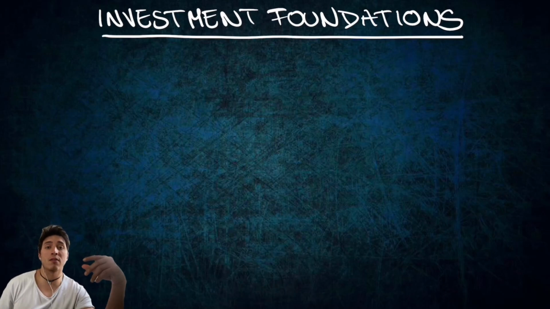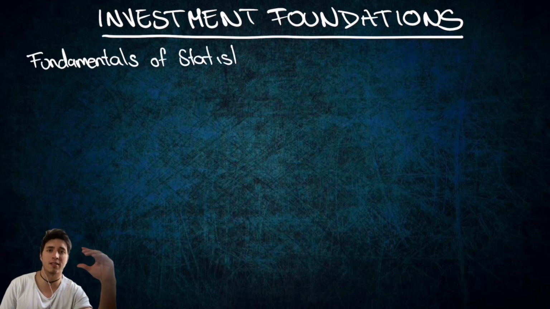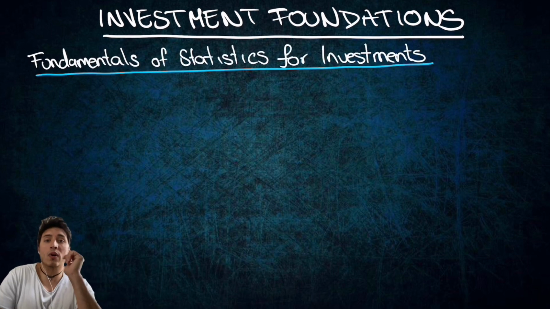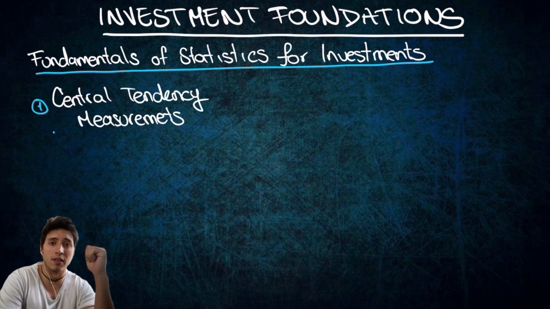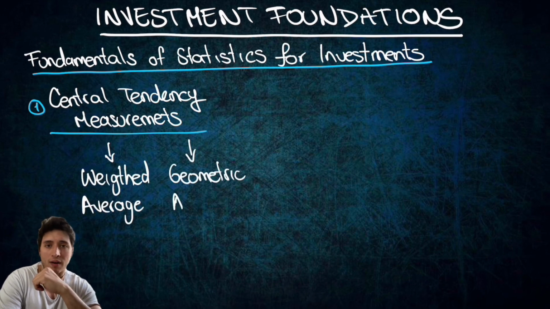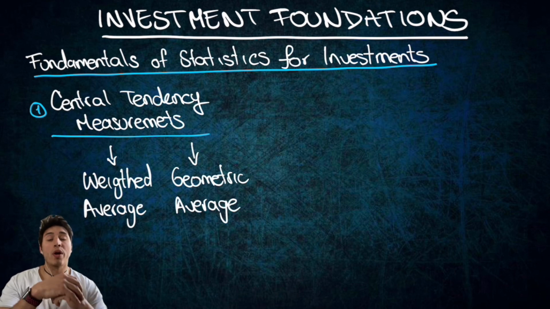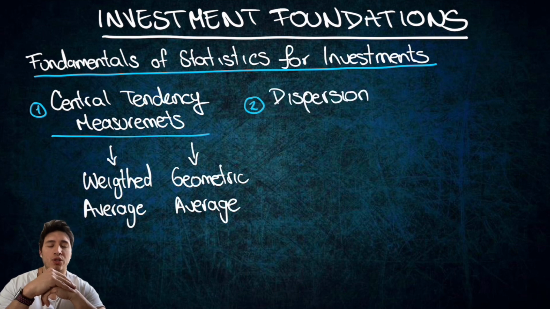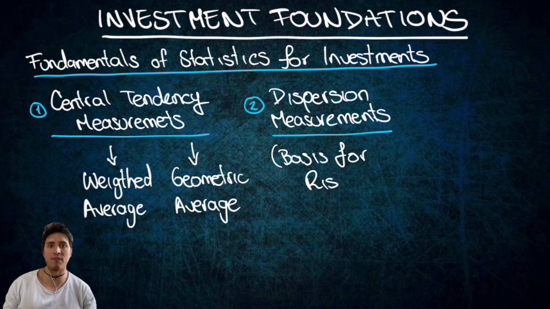In the following lessons, we are going to talk about the fundamentals of statistics for your investments. We will cover two central tendency measurements, namely the arithmetic or the weighted average and the geometric average, and how to use each of them to evaluate investments. Additionally, we are going to explore dispersion measurements, which are the basis to understand risk in our investments.